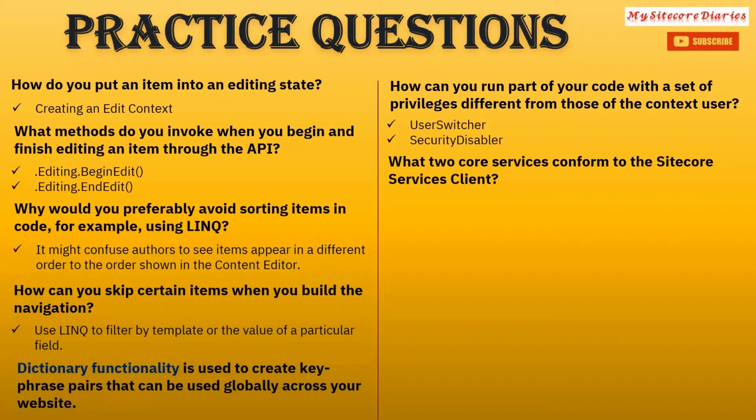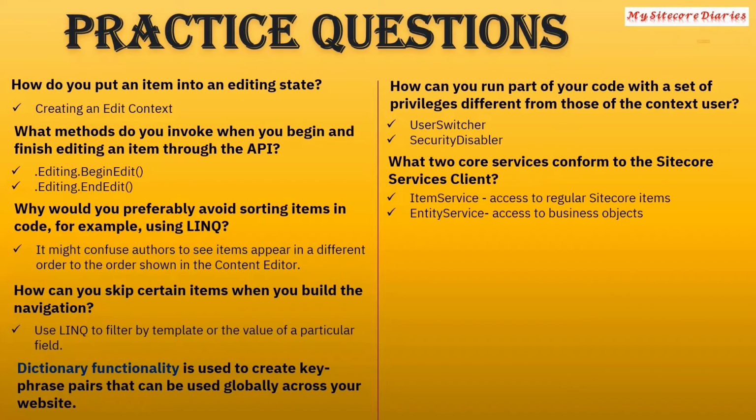What two core services comprise the Sitecore Service Client? So what are the two services? First is the item service, which gives you the regular Sitecore item. Another is the entity service, which gives you the business object.